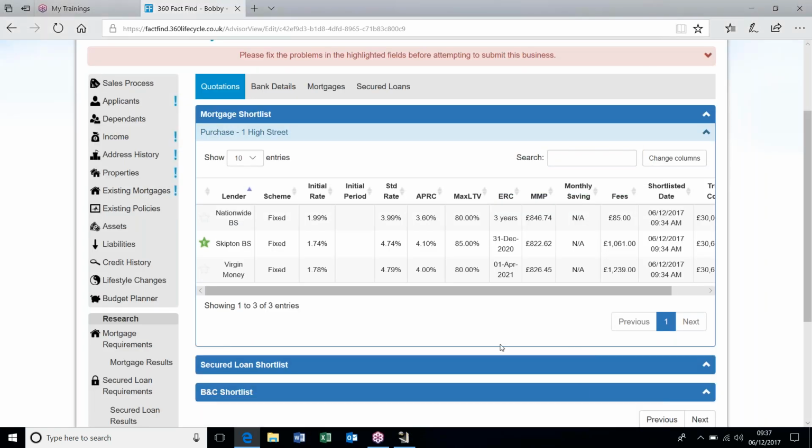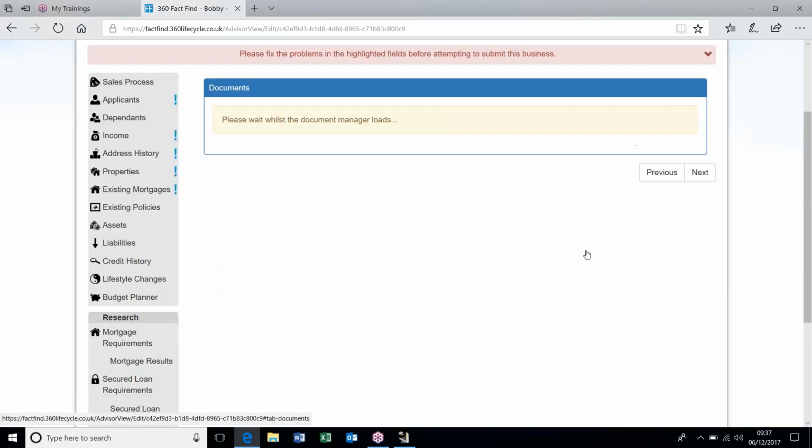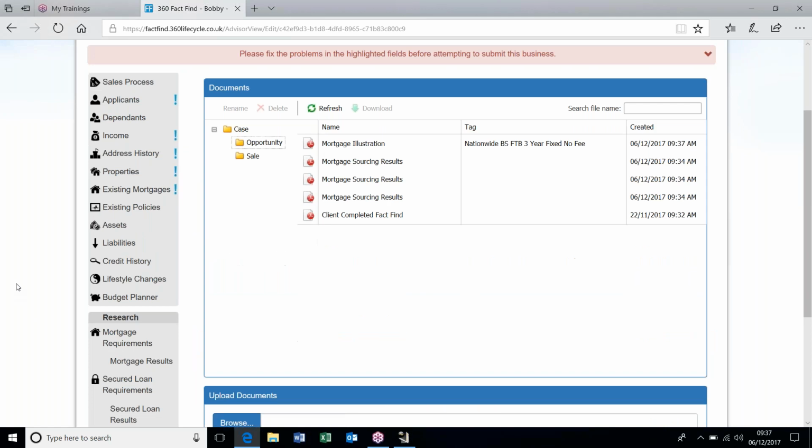No need to save it or anything. It's going to be in the system anyway. If I go to my documents page, next section, we can see it in here, the mortgage illustration, there it is, and the sourcing results.